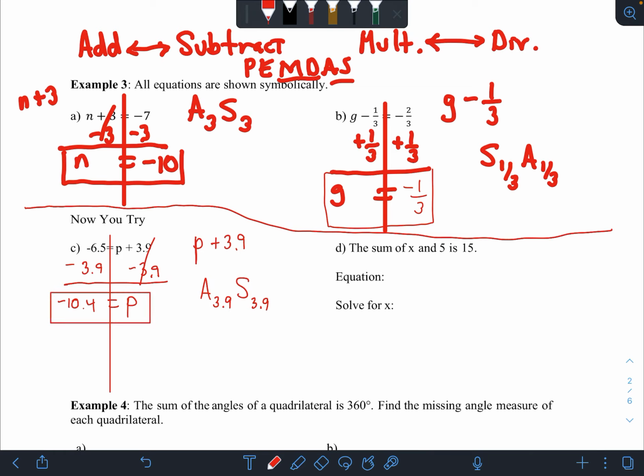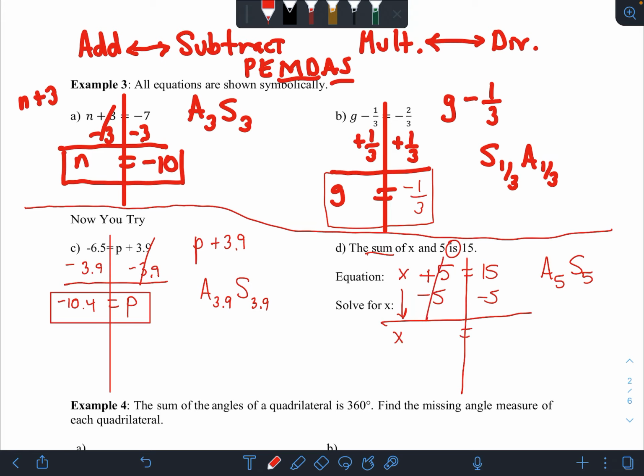Okay. Take a look at letter D. Let's write what it says: the sum of x and 5. Sum means plus. So the sum of x and 5 equals 15. I added a 5 to my x. The opposite of adding 5 is to subtract 5 from x. So let's subtract 5 from both sides. Draw your line to keep everything balanced. X will come down.